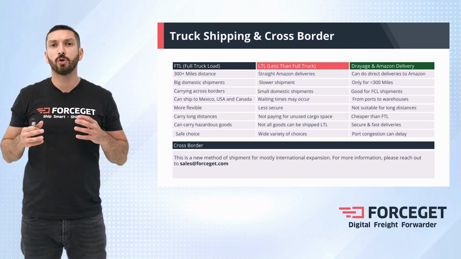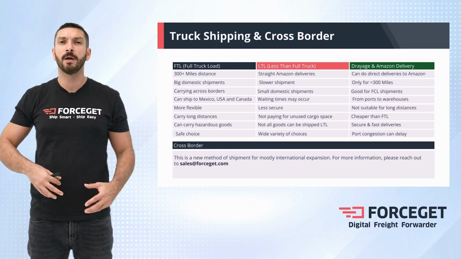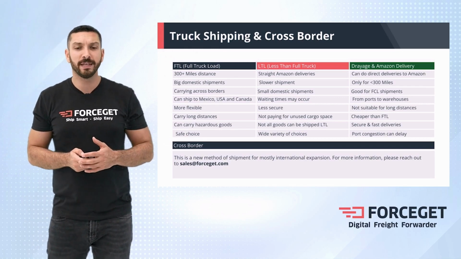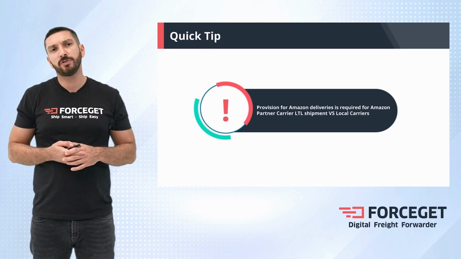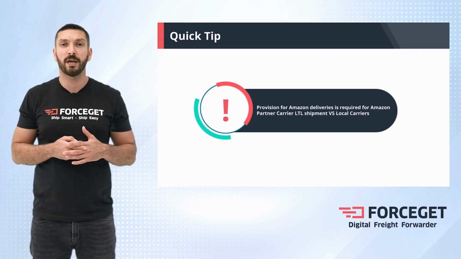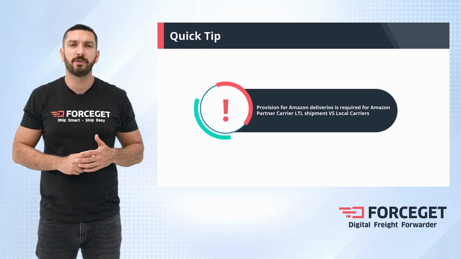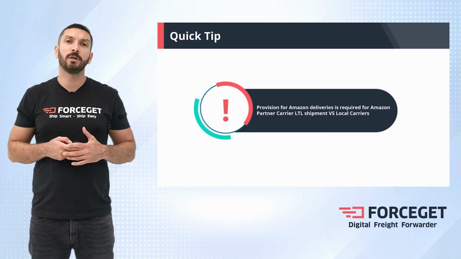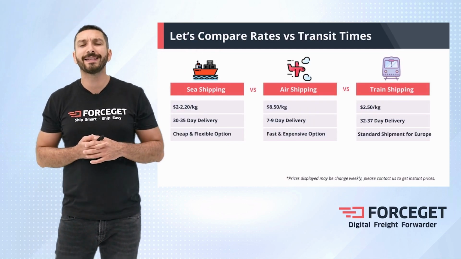You need to ask your freight forwarder to give you all the options, the transit time, the delivery time, and exact pricing, and make sure that if there's going to be extra cost, they inform you in advance. So the quick tip: for Amazon deliveries requiring Amazon partner carriers, compare LTL shipment versus local carriers. I highly recommend you compare the prices of the Amazon partner carriers and the regular local LTL carriers. I will explain the LTL SPN details in my next video.